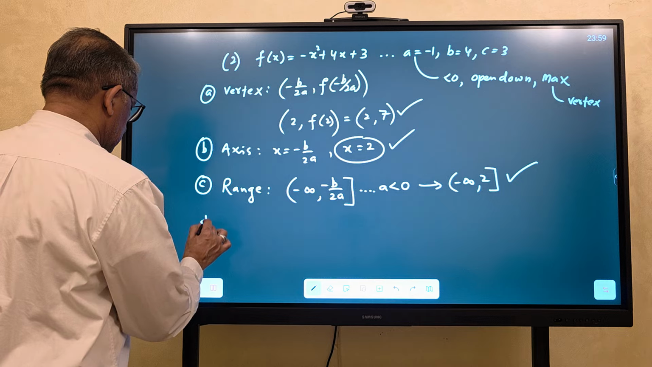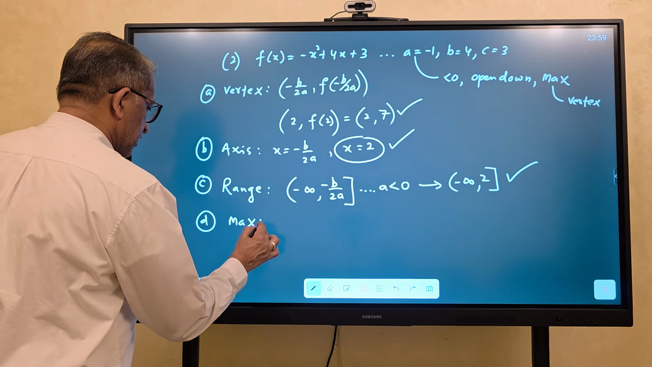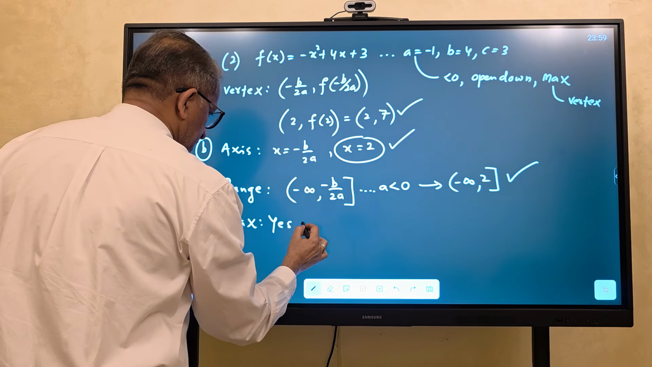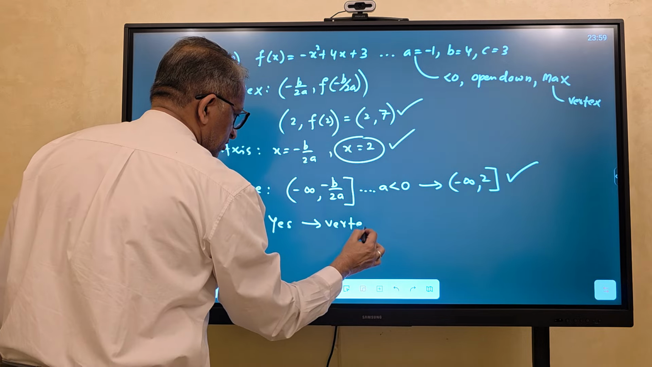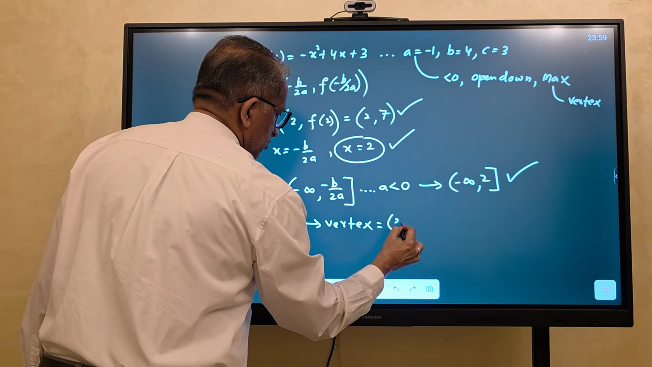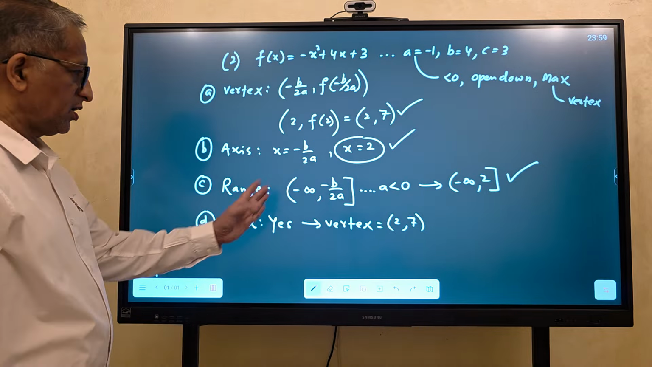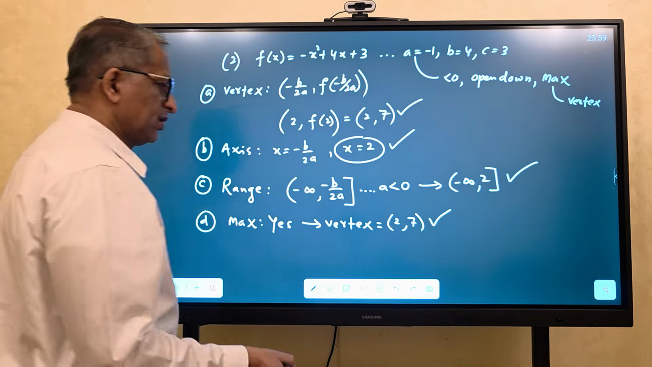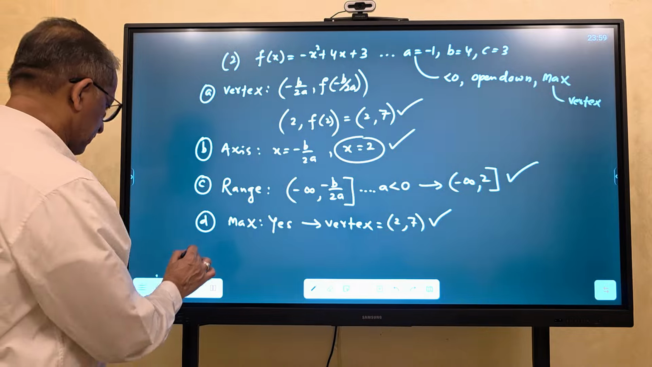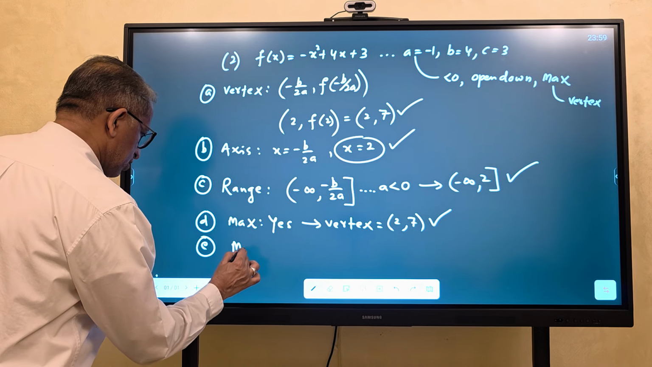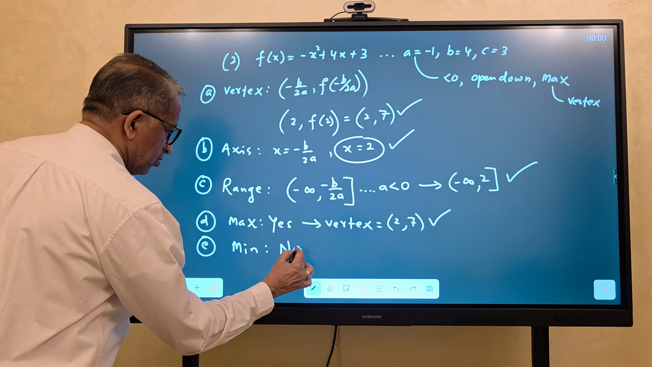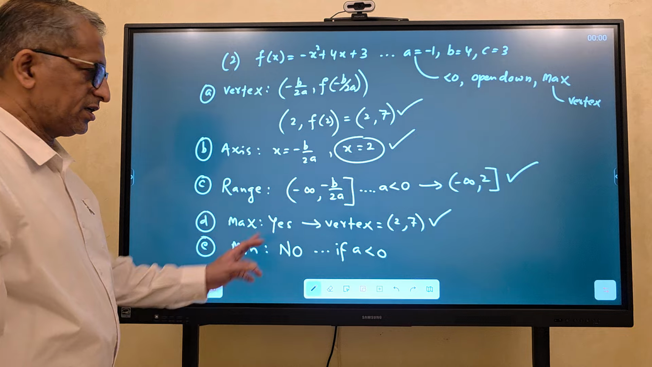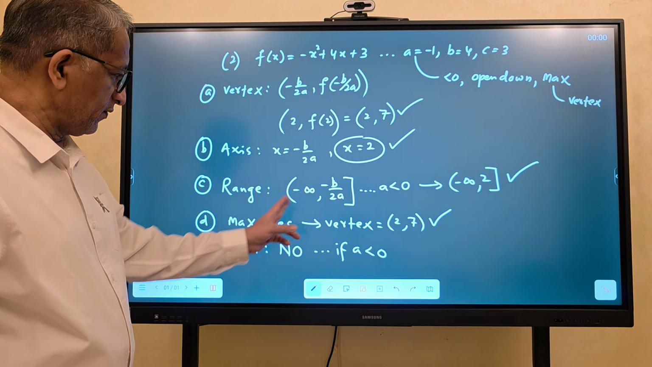D. Do you have a maximum? Yes, because it opens down, maximum. So what is the maximum? The vertex. So what is the vertex? 2 comma 7. Answer. We are not writing anything, we got the answer. Same. So there is a maximum and the vertex itself is the maximum. E. Do you have a minimum? The answer is no. Why? Because A is negative. When A is negative, you will not get a minimum. So I will get a maximum.